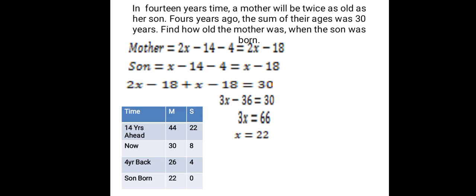Now, in 14 years, a mother will be twice as old as her son. 4 years ago, the sum of their ages was 30 years. Find how old the mother was when the son was born.